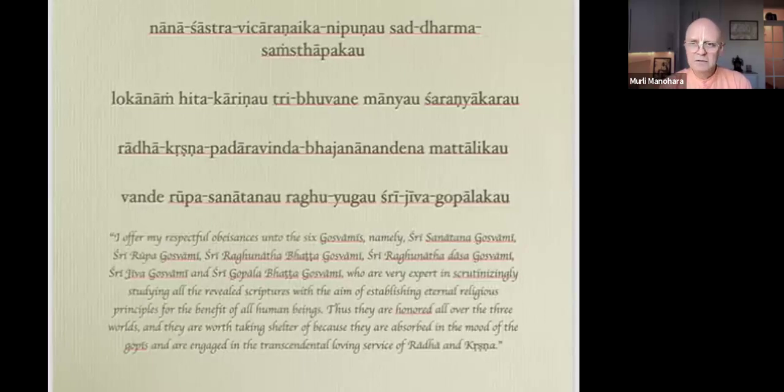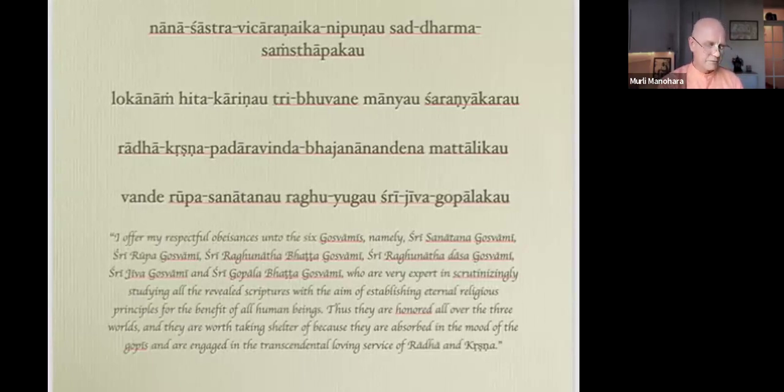So hopefully you will have a hard copy of Nectar of Devotion with you, or some of you might have. And you'll see in the Nectar of Devotion, on the opening pages, Srila Prabhupada includes this prayer to the six Goswamis. It's from the Sat Goswami Astakam, eight verses to the six Goswamis.